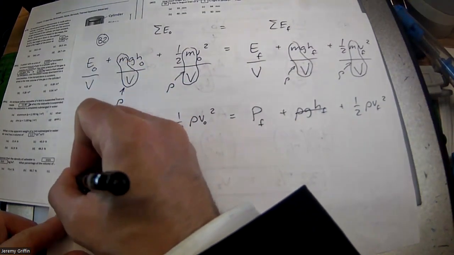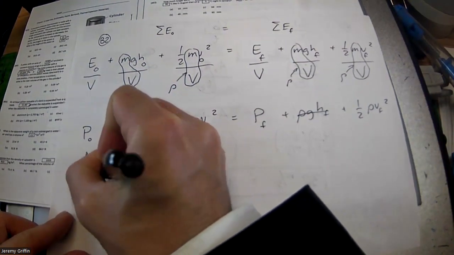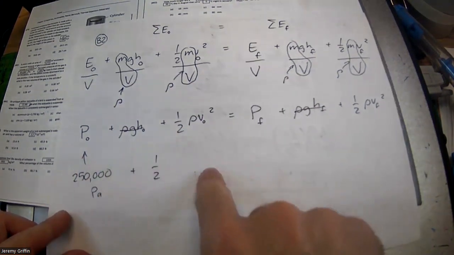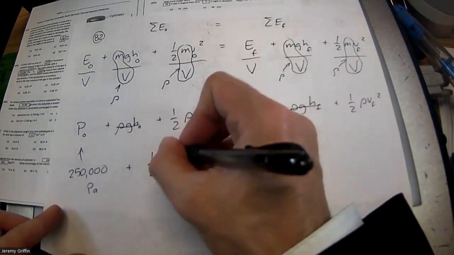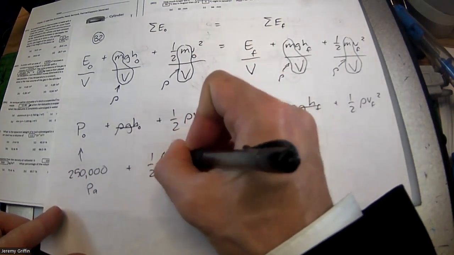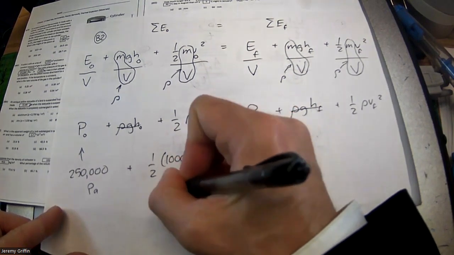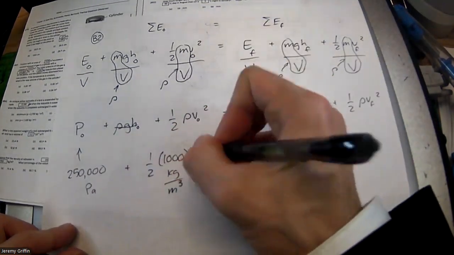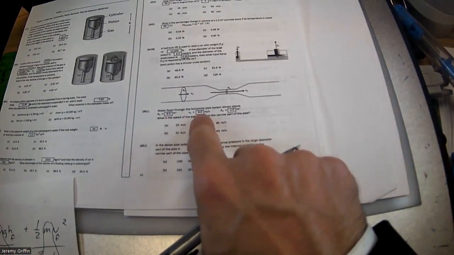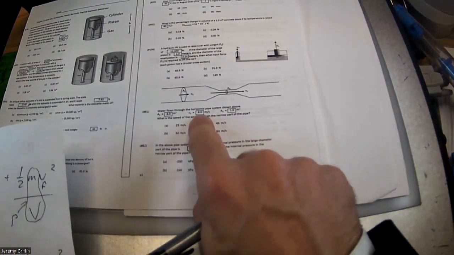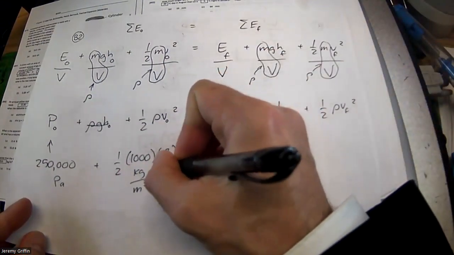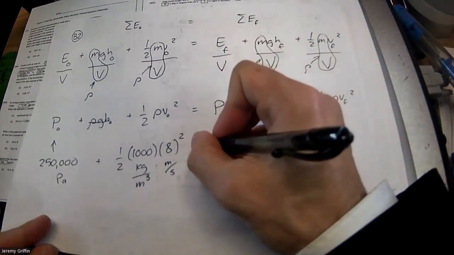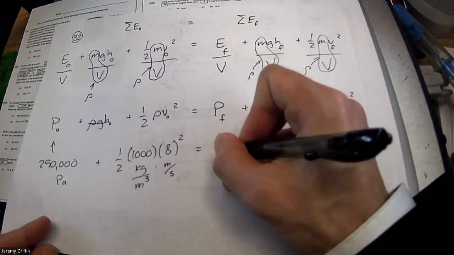So I'm gonna do 250,000 pascals plus, I'll skip past the rho g h, so 1/2 rho v squared. Rho for water is 1,000 kilogram per cubic meter. Make sure you're using base SI units. The initial speed of the water, I gave you that number right here. So for me, that's 8 meters per second. And don't forget to square the speed. Okay, and that's equal to pressure final, which we're solving for.